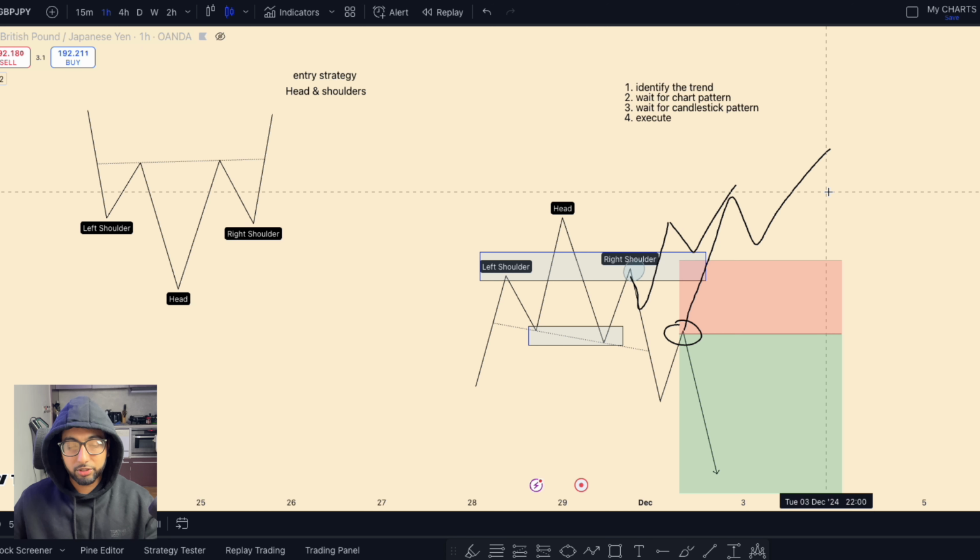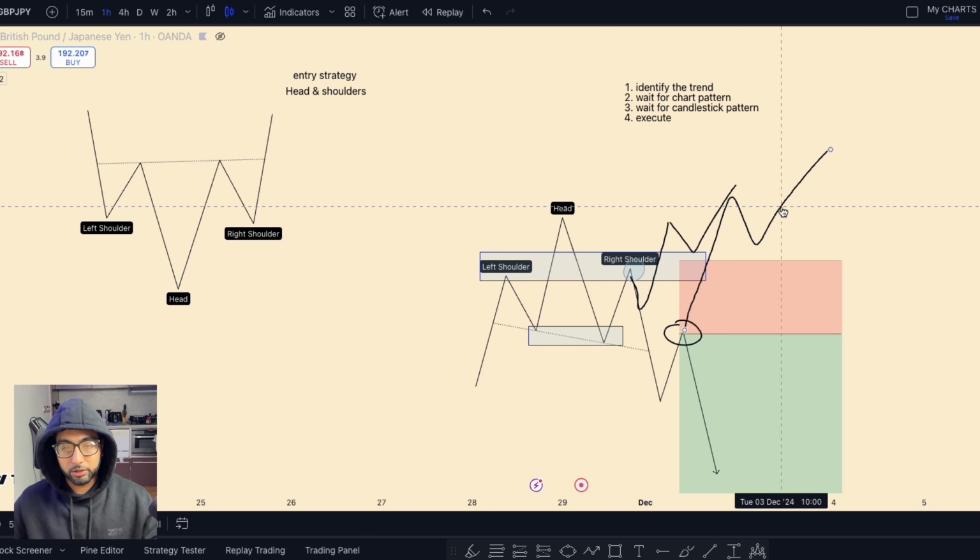It's an amazing pattern. And it's very hard to identify, especially when you have a choppy market. But when you do identify it and when you do see it, sometimes not every trader sees it, but when you do see it, amazing execution. And usually you do get a really, really nice entry from this, right? So this is the head and shoulder pattern.